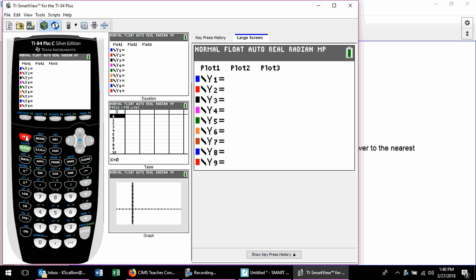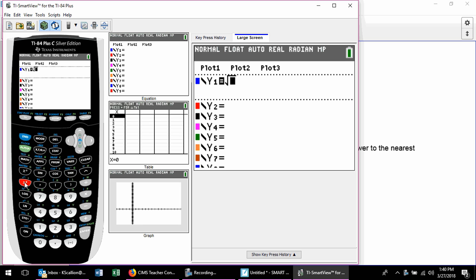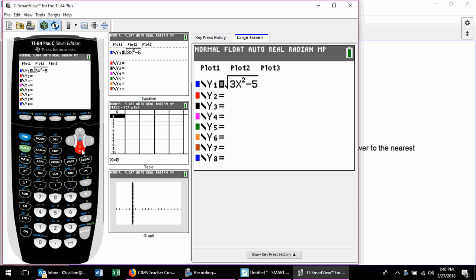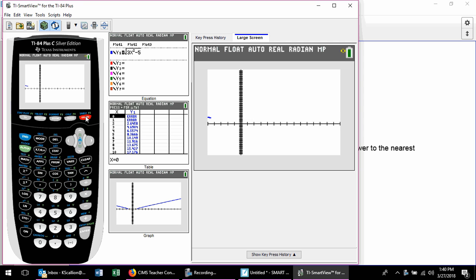So we're going to do a second function, square root. I have 3x squared minus 5. If you have an older calculator, you might have to put brackets and close the brackets. This one doesn't require me to. My second one is a mixed linear function, x plus 4. Let me graph that.